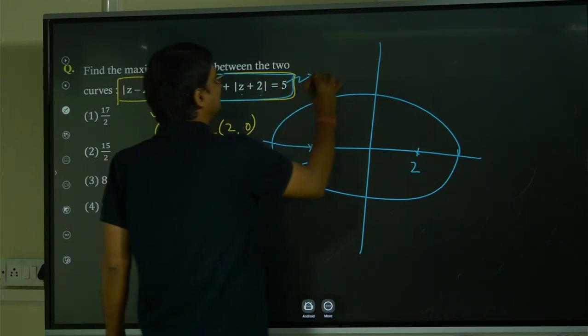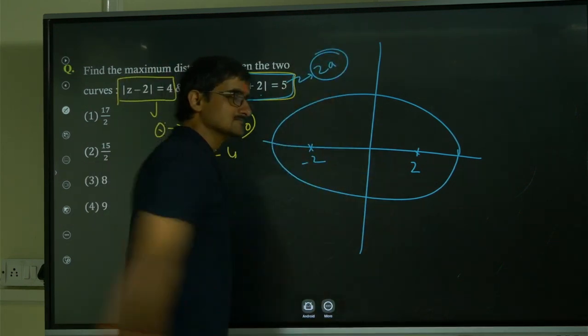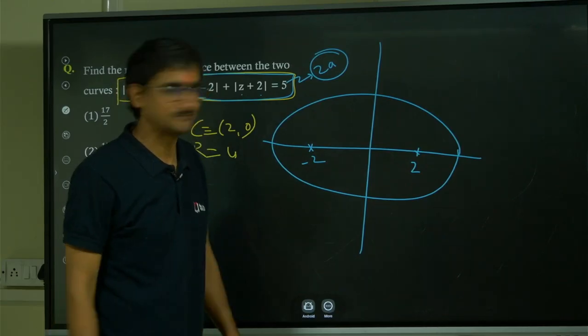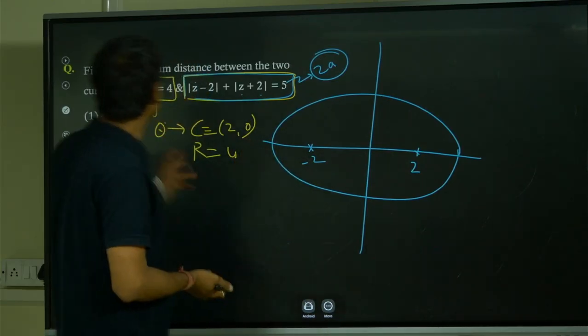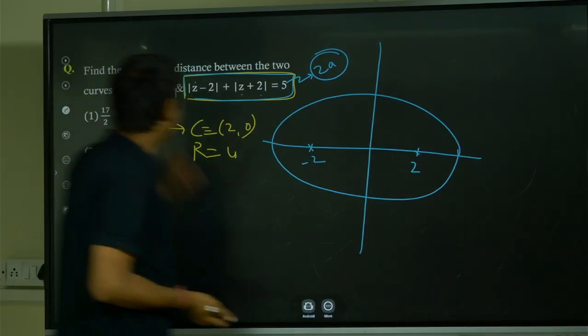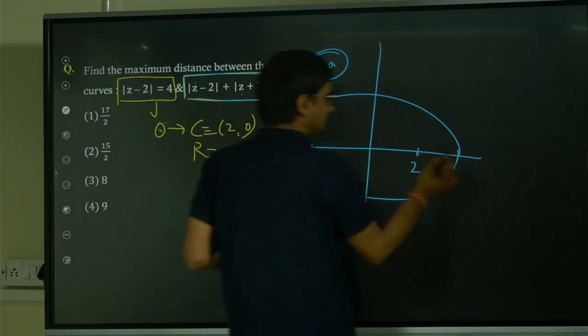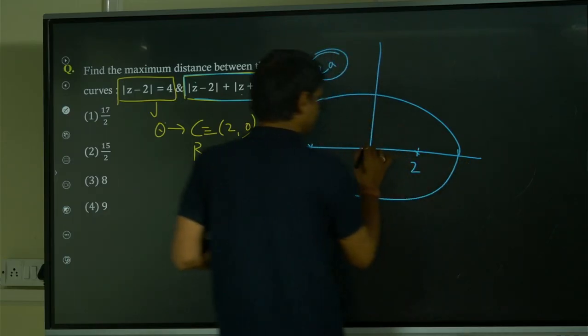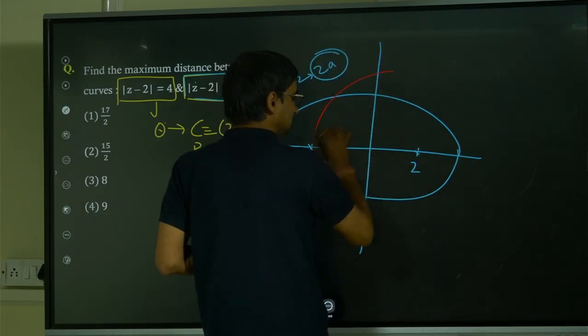this is the length of the major axis 2a. That's the ellipse. Now the first one is center 2 and radius 4. So 2, it will pass through this.